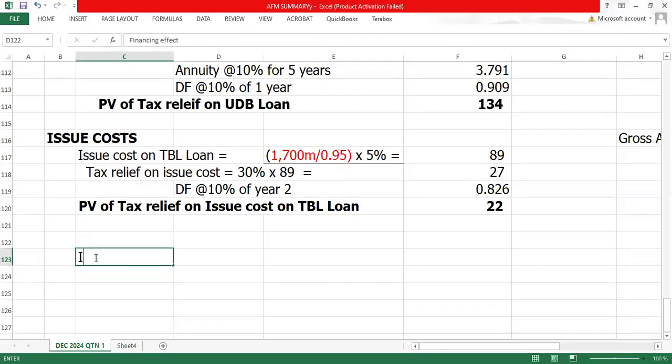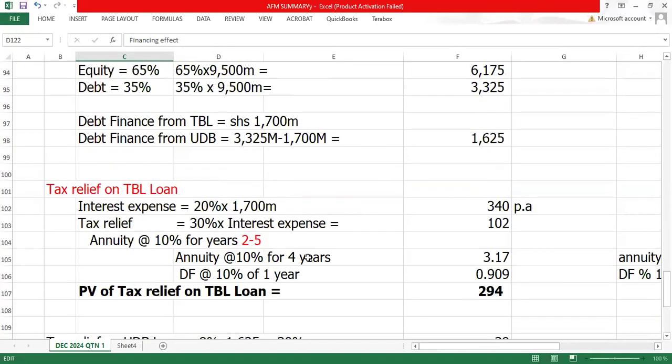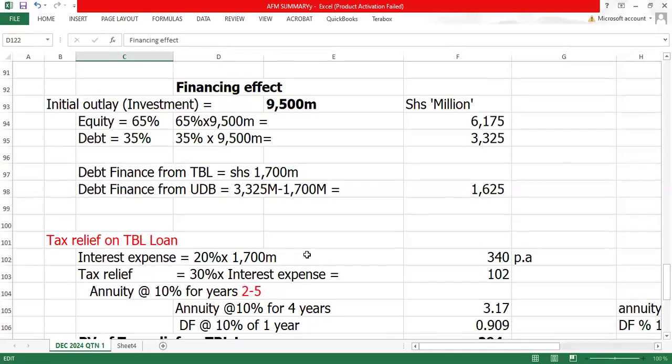Issue cost on equity finance. So as you raise your shares, as you raise your share capital, in the process of raising your share capital, you may incur some costs. So those are issue costs. So, as I said, you first gross up. What was your equity? It was 66175.